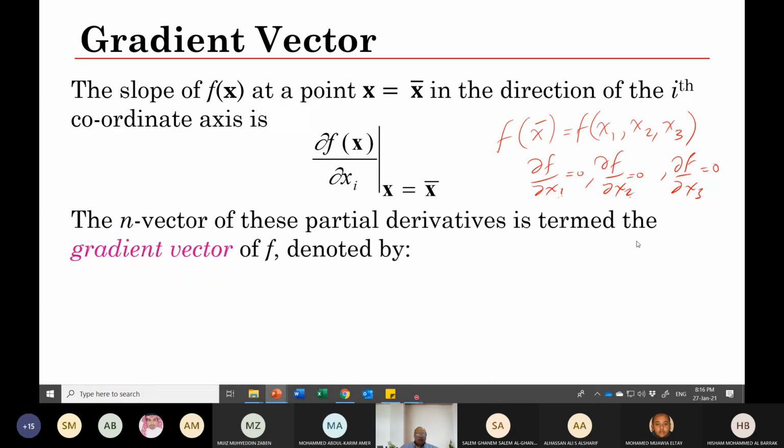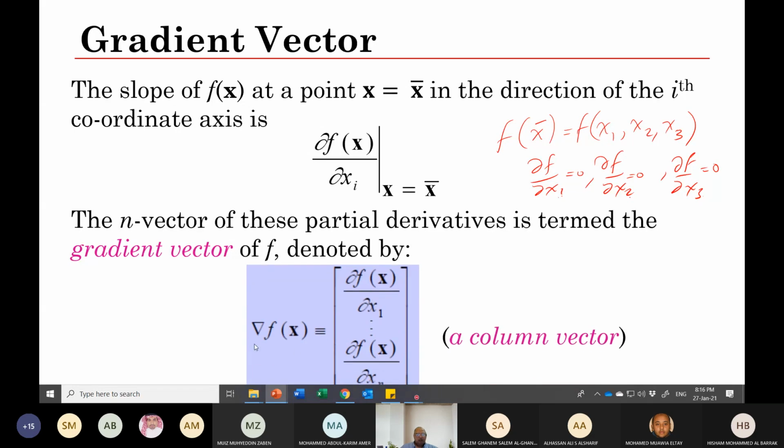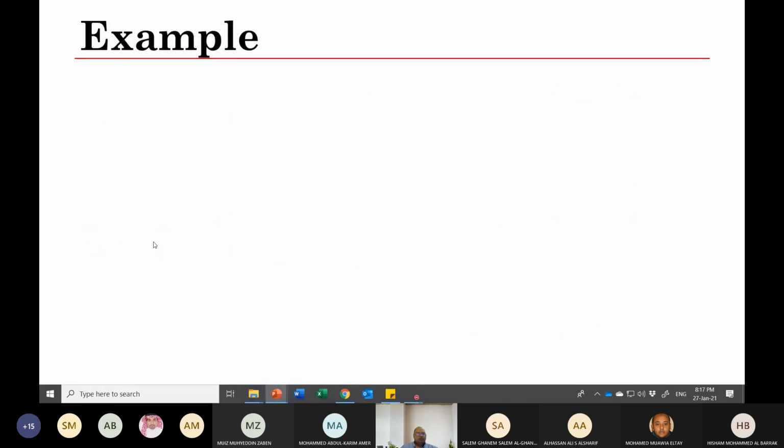The vector of these partial derivatives is termed the gradient vector. The gradient of f is the vector containing partial f of partial x1, partial f of partial x2, and so on. This is called the gradient vector. As we will see later, we will set each entry equal to 0 in order to get the stationary points.